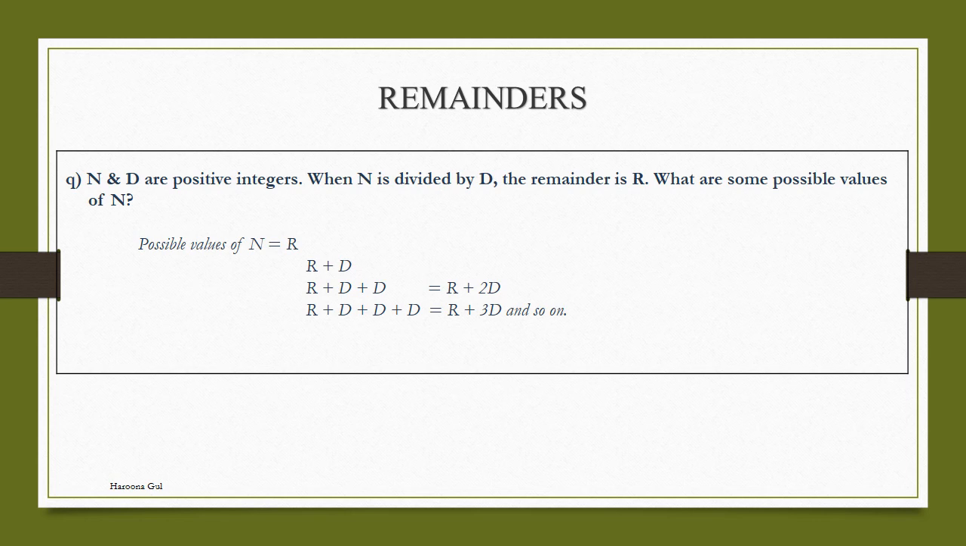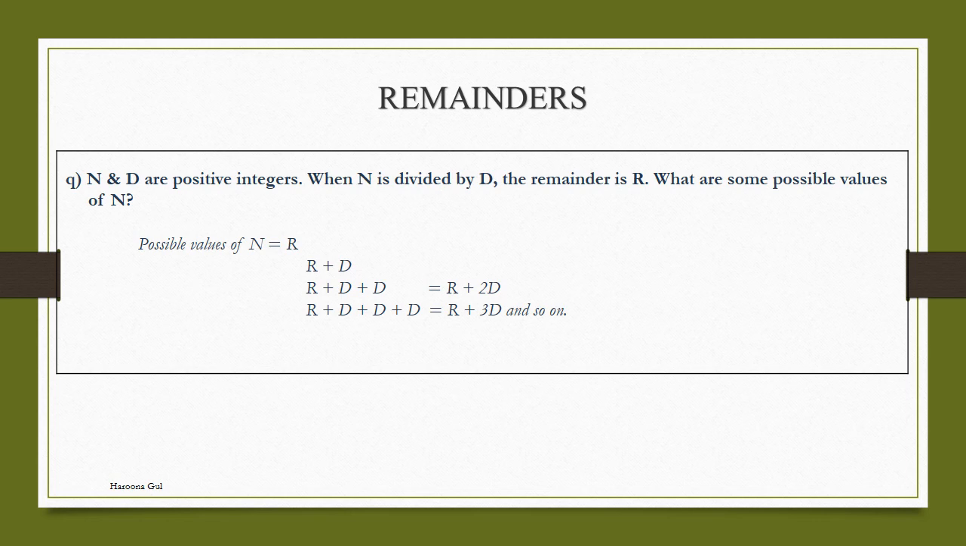We have another question on remainders, and this is exactly the same question that we have already discussed in the previous slide. The purpose of this question is to fully understand the concept of remainders, because it is going to be very helpful for your GRE test. This question says that n and d are positive integers, and when n is divided by d, the remainder is r. What are some of the possible values of n?